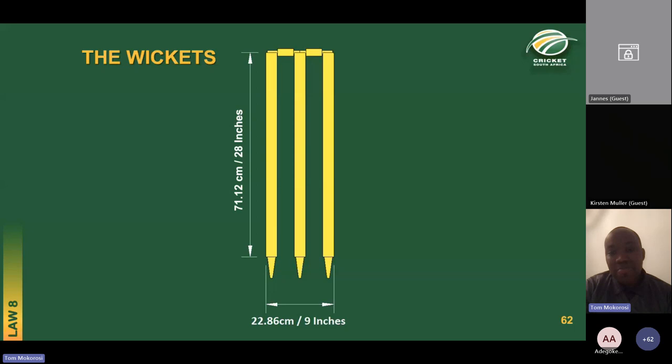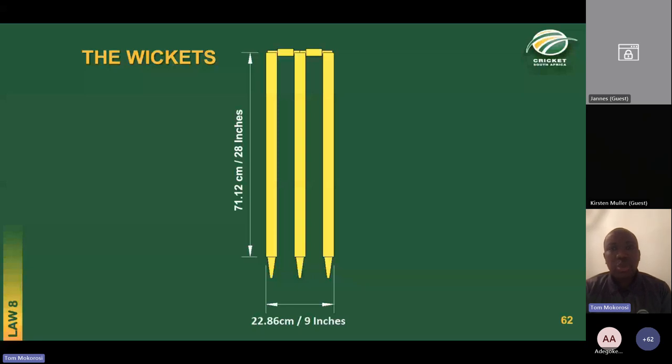You can remember the measurements in inches if you want, because in the exam, both centimeters and inches measurements are given. However, practically in South Africa, we mostly have measuring tapes with centimeters. So I would encourage you to learn the meters and centimeter measurements of the pitch, the creases, and the wickets and bails. When pitched properly, the width of the wickets from the outside of the off stump to the outside of the leg stump should be 22.86 centimeters.